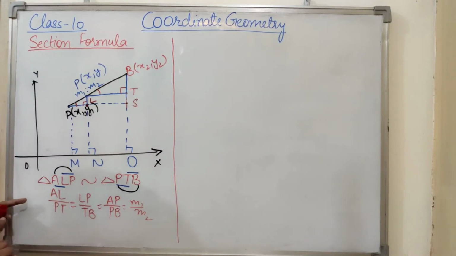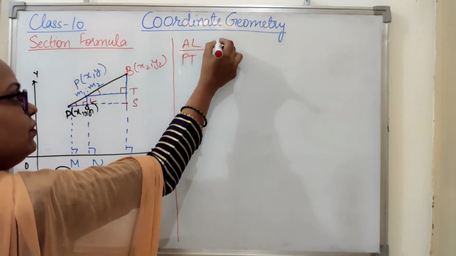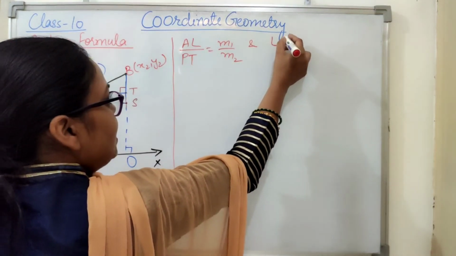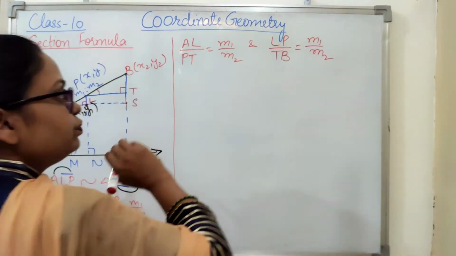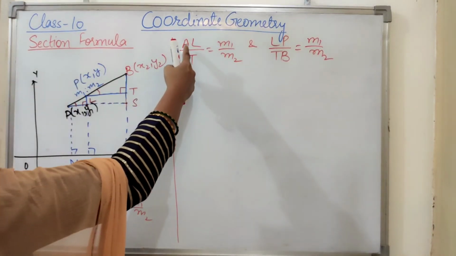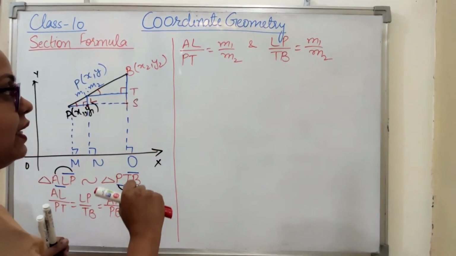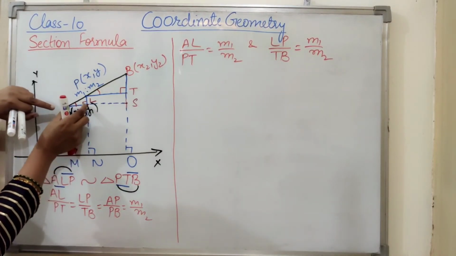Now after this, what can we say here? That AL upon PT is equal to m1 by m2. Similarly, I can say here LP by TB is also equal to m1 by m2. Fine. From this we got, now, if I am able to write the lengths of AL, PT, LP and TB, then I will be through. So let us write first of all AL.